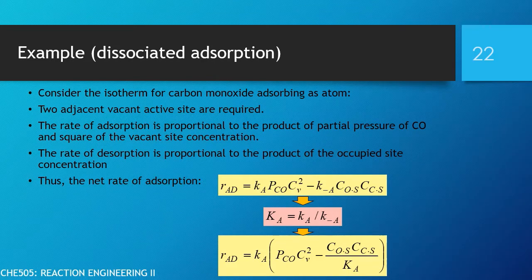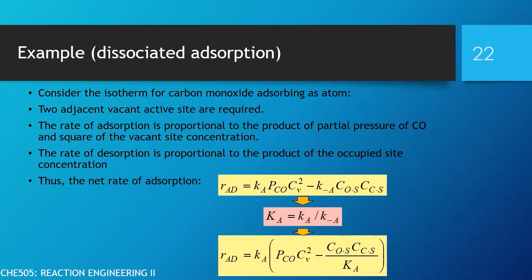Alright, next example is for dissociated adsorption or atomic adsorption. Consider the isotherm for carbon monoxide adsorbing as atoms. Therefore, two adjacent vacant active sites are required. Then, first step, remember the first step, you need to write the rate law, the net rate of adsorption.